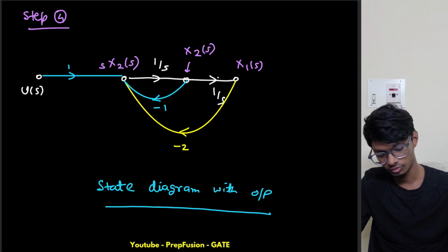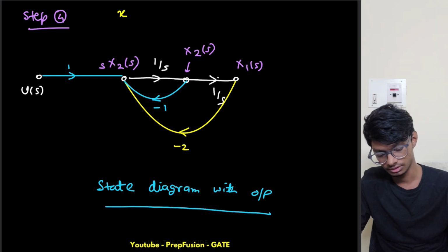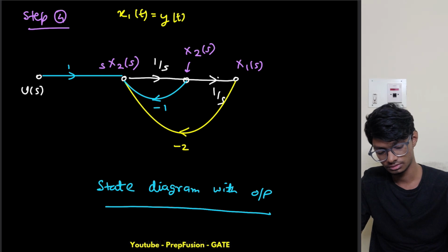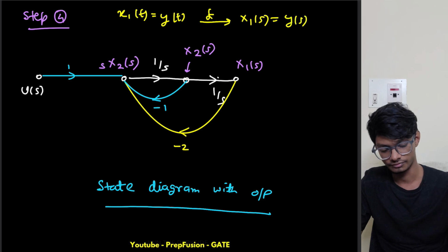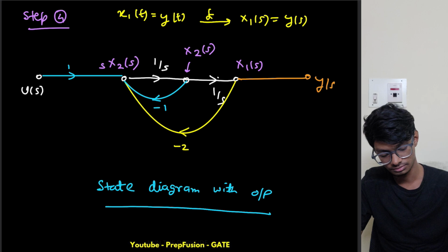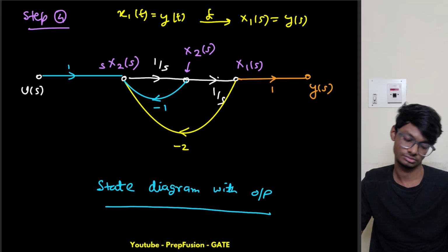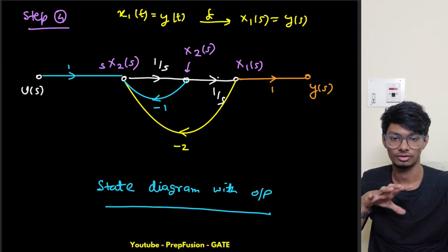How is it with output? Basically, what is that first equation that we wrote? It was x1 of t equals y of t. So x1 of s, taking the Laplace transform, equals y of s. So this becomes my y of s, and this is equal to 1. So yeah, this is how the state diagram is with output.